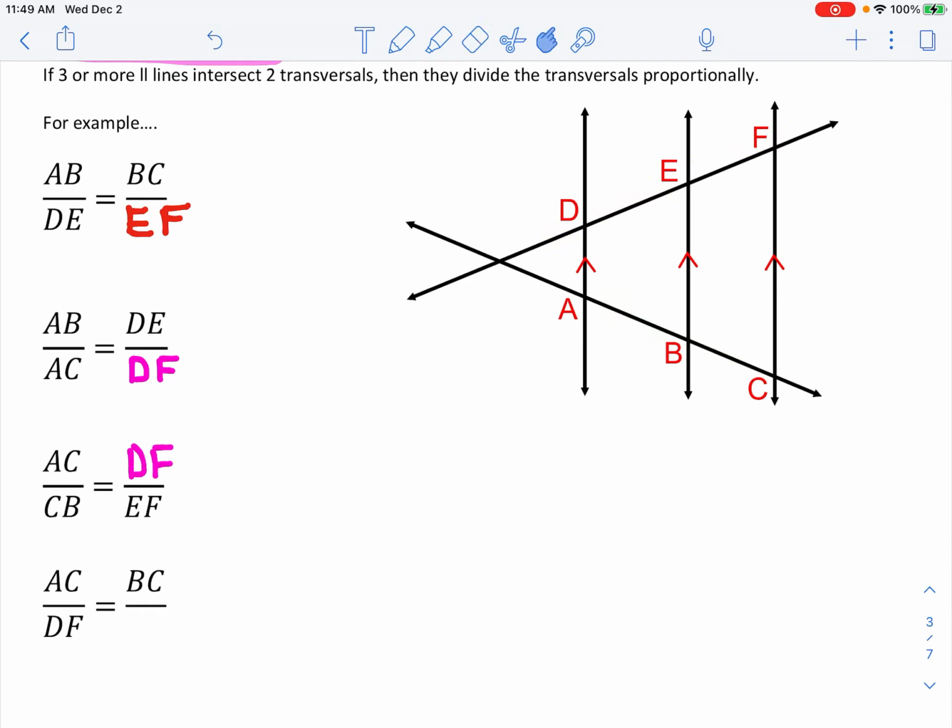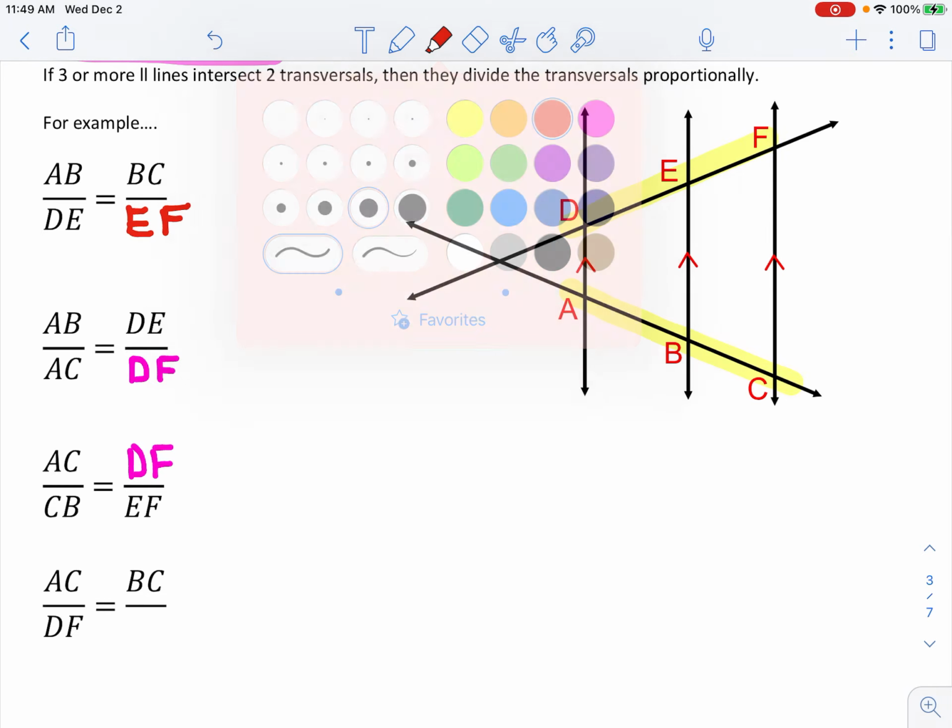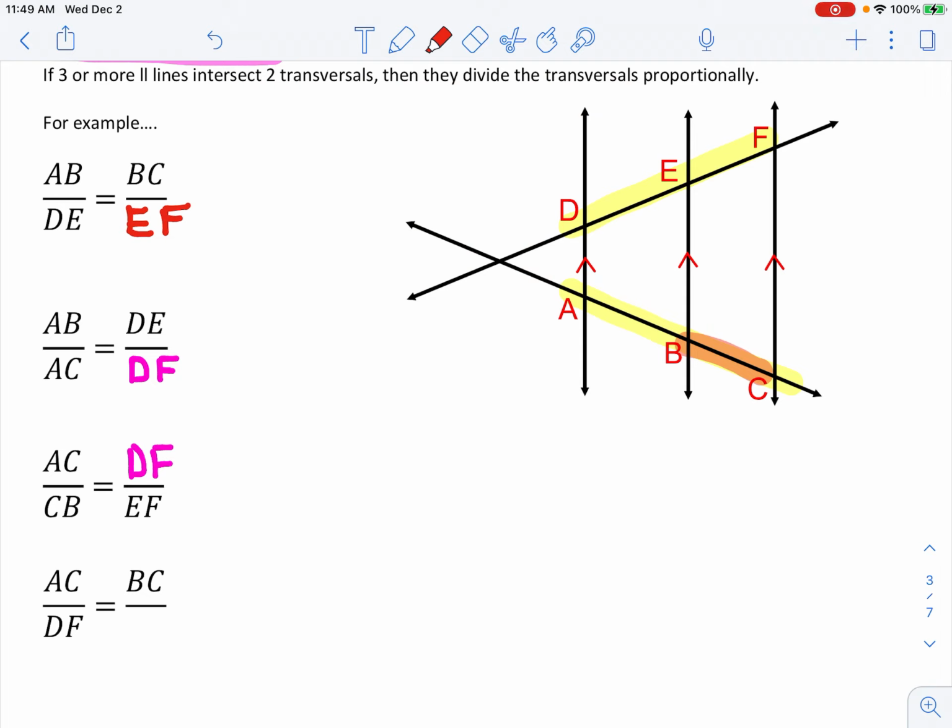All right, let's try one more. AC, the whole thing, over DF, the whole thing. Then they tell us B to C. So we want to use the same pattern. We're going to call it E to F.